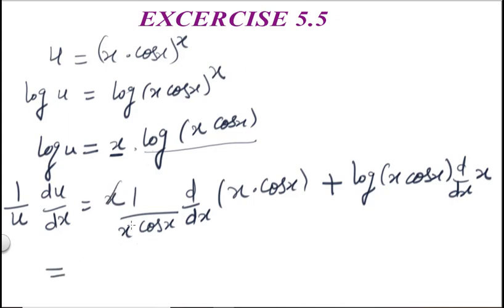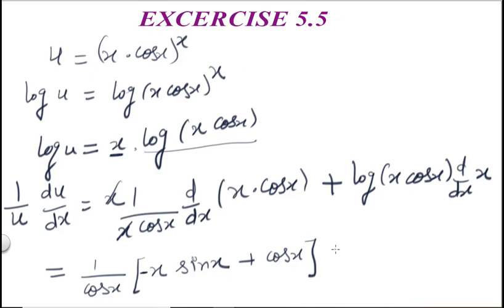Let us now see what we will be getting. x and x here are already cancelled, you see. 1 upon cos x. So in this, what will you write? First function x is as it is. Differentiation of cos x is minus sin x, right? Plus cos x as it is, and differentiation of x is 1. Here we have log of x cos x, and differentiation of x will be 1.